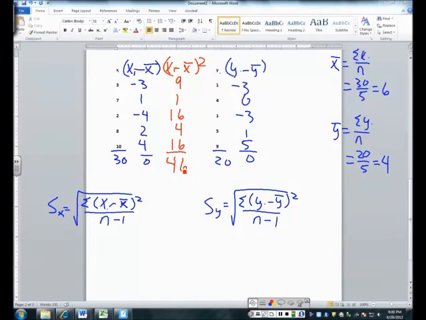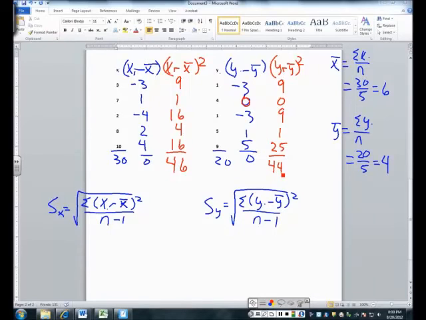And I'm going to get y sub i minus y bar squared: 9, 0, that was a 0 right there, 9, 1, and 25. And when I sum those, I get 44.